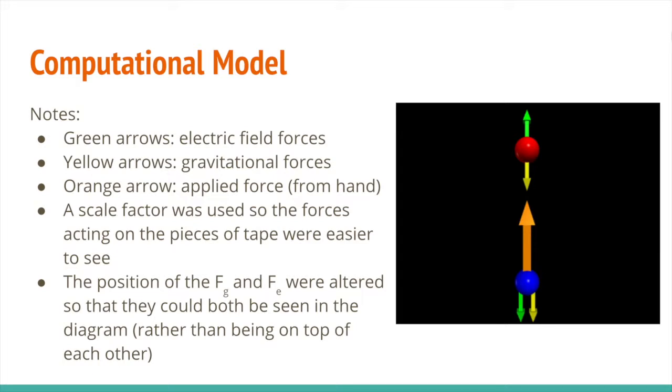I used GlowScript to model what was happening in the experiment. The green arrows show the electric field forces, the yellow arrows show the gravitational forces, and the orange arrow shows the applied force from my hand. A scale factor was used to show the forces and to make sure that they were easier to see in the actual diagram. The position of the gravitational force and the electric force were altered on the bottom tape so that they could be seen in the diagram rather than being on top of each other.